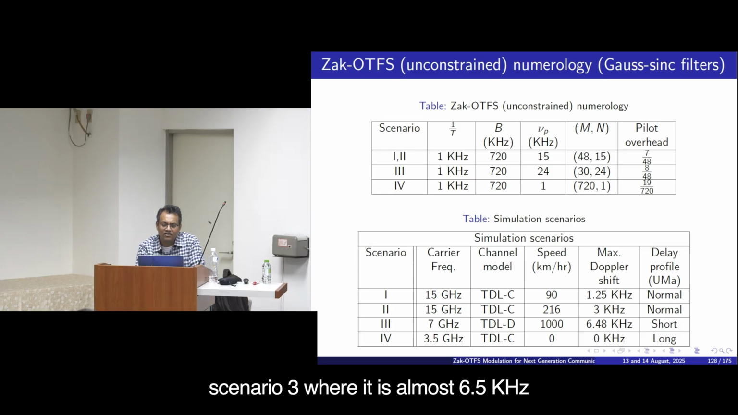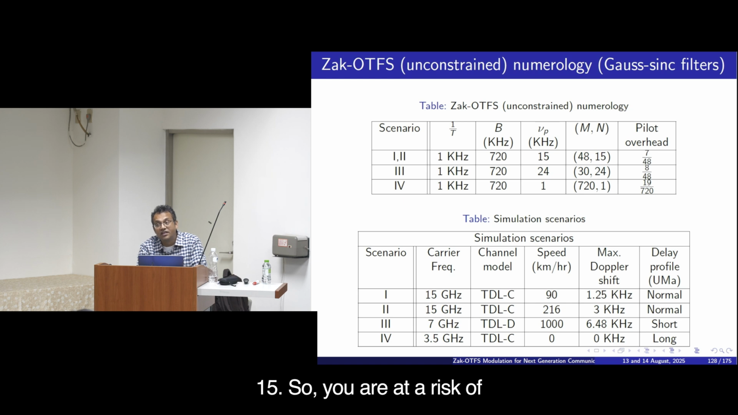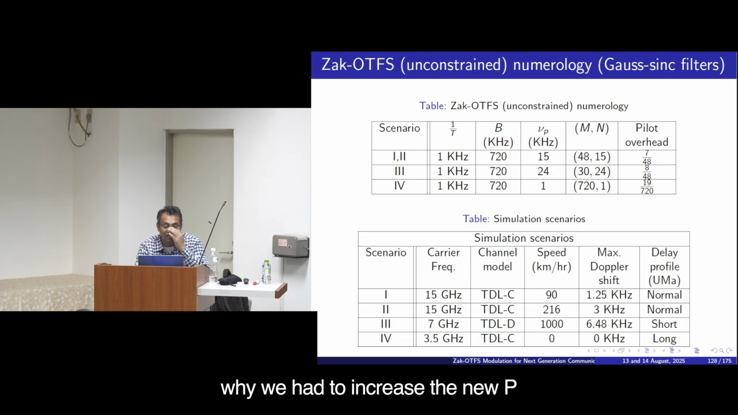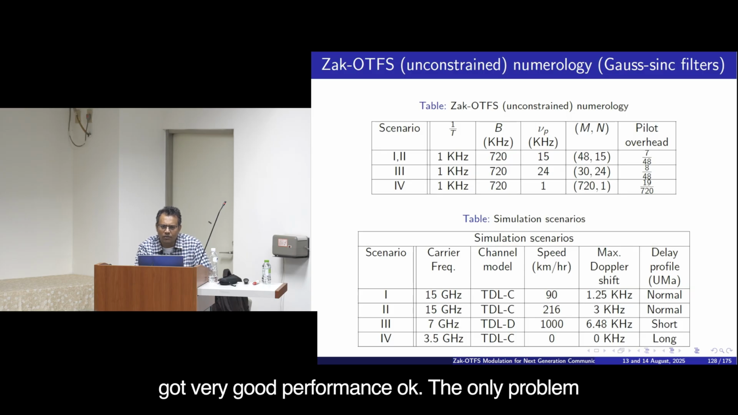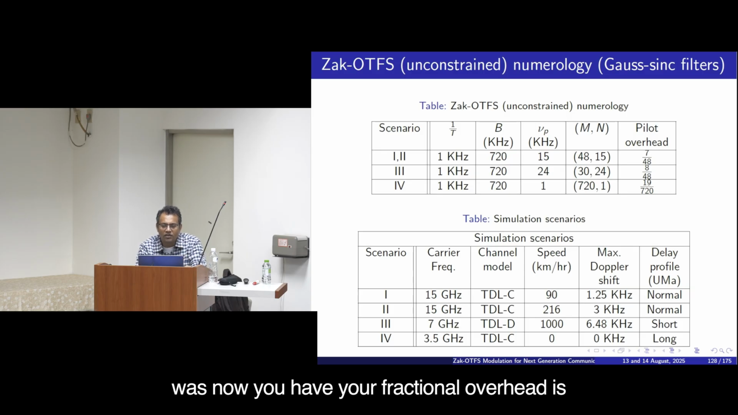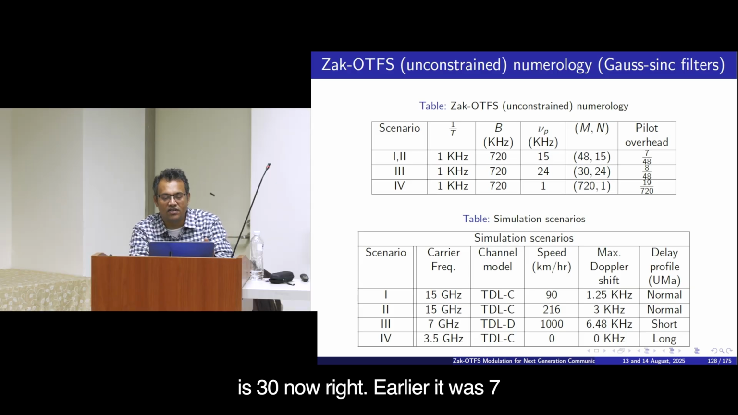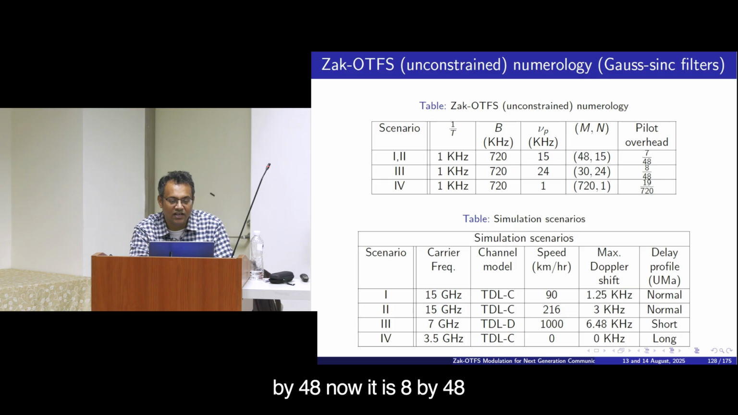But when we have scenario 3, where it's almost 6.5 kilohertz, which means the total Doppler spread is 13 kilohertz, and 13 is very close to 15. So you are at a risk of having strong Doppler domain aliasing. So that's why we had to increase the nu p and we went to 24. With 24 we got very good performance. The only problem was now your fractional overhead is slightly higher because your M is smaller, it's 30 now, right. Earlier it was 7 by 48, now it's 8 by 48.